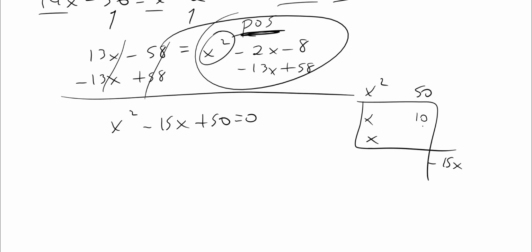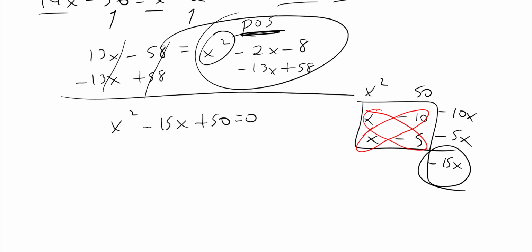So if I do 10 and 5, do you guys agree that in order to be 50, they have to either be both positive or both negative? And since this is negative, these both have to be negative. So it's negative 10x and negative 5x. So negative 10x minus 5x is negative 15x, so we're good. So when I cross here now, x minus 10 and x minus 5. So here it is. x minus 10, x minus 5 equals 0.